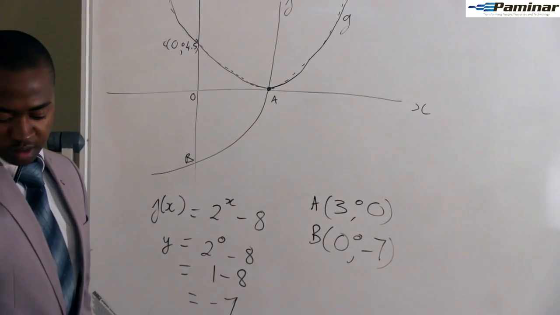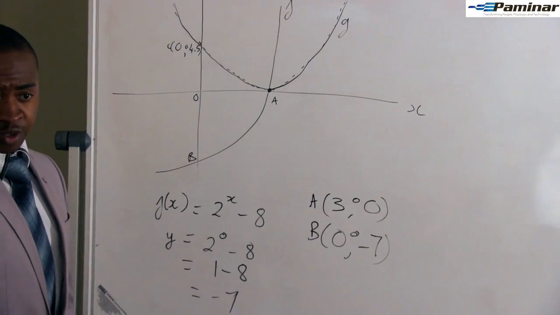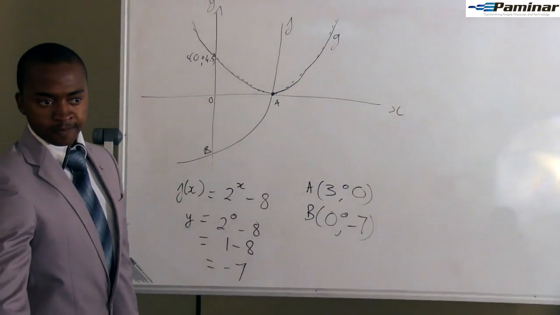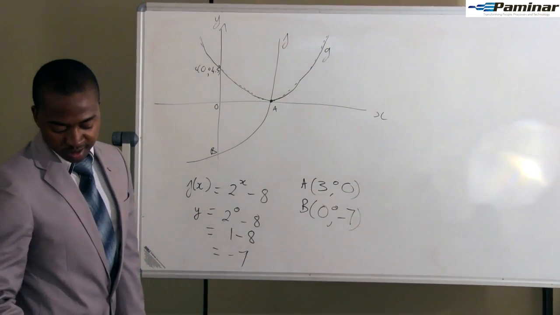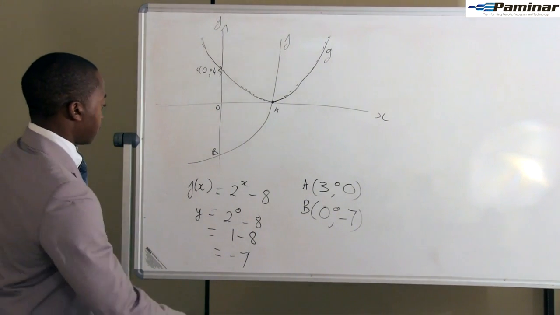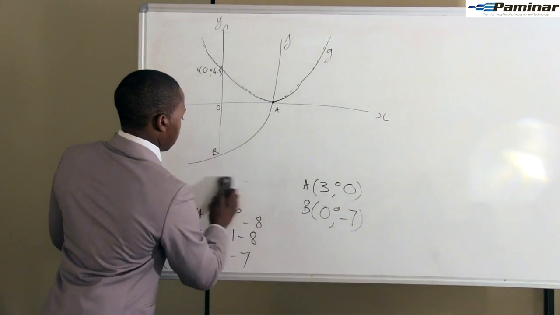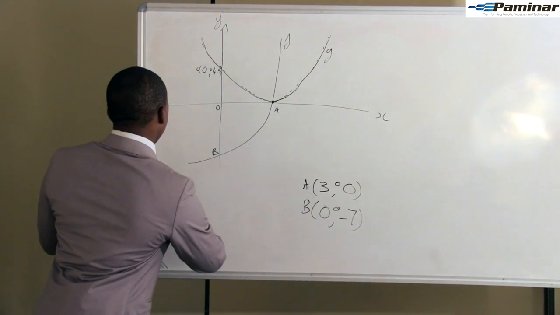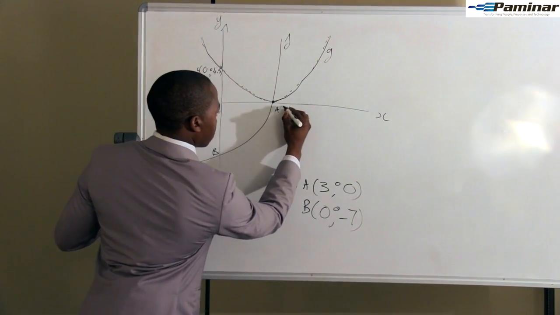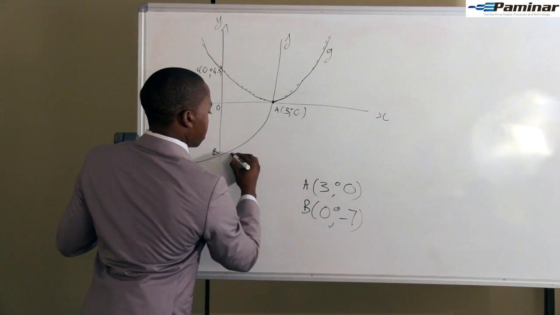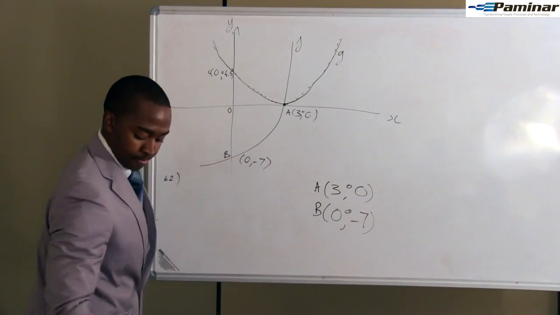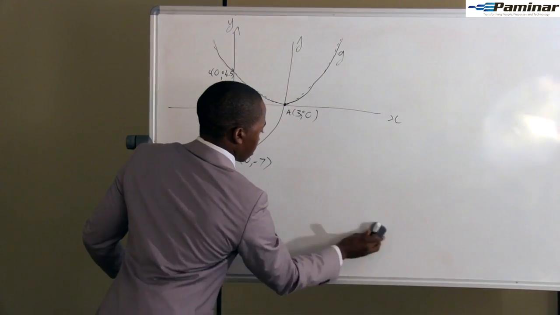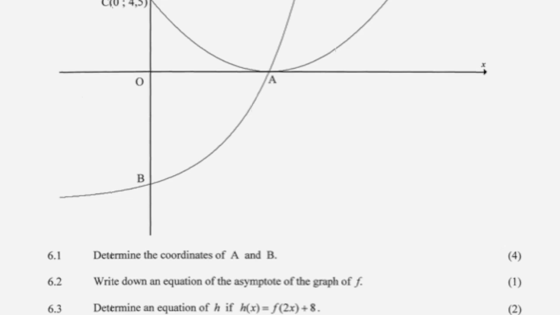Okay, that's an easy format. With that mentioned, that will be question 6.1. I don't know if there are any questions. It's fine. Let's move on to question 6.2. Let me just write these points here: that's (3, 0), and this is (0, minus 7). Question 6.2 says, write down an equation of the asymptote of the graph of f.